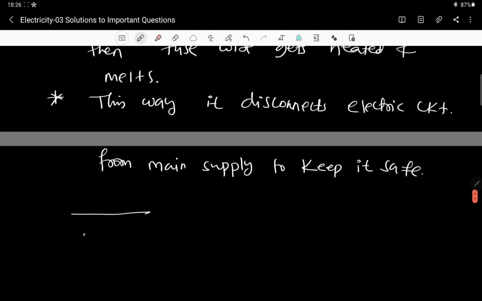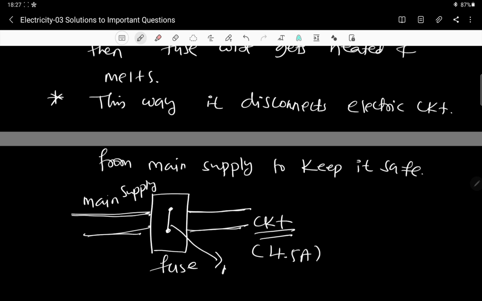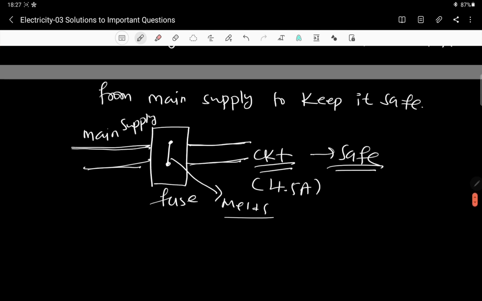For example, this is the main supply, and here is the fuse, with one wire like this. Inside this is our domestic circuit. This circuit is going to work on 4.5 ampere. If current comes more than that, the fuse wire melts and it will be disconnected, and the circuit is going to be safe. So this is how it works. Usually the working of this fuse and its properties will be discussed in magnetic effects of electric current also.